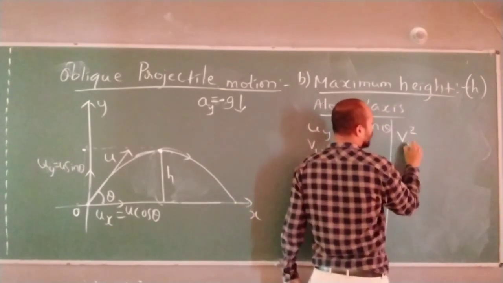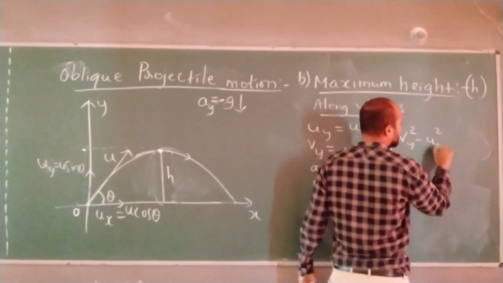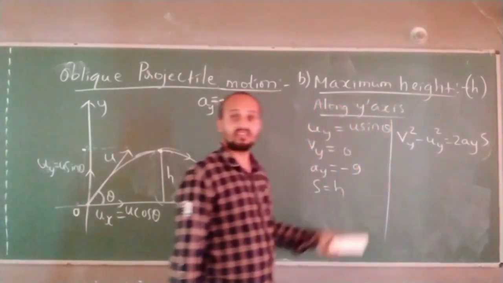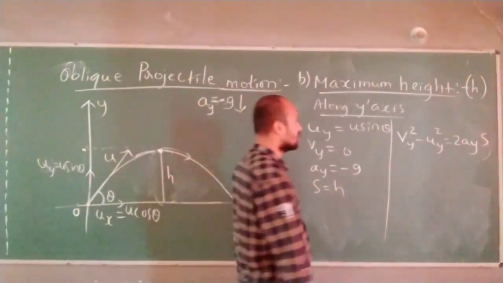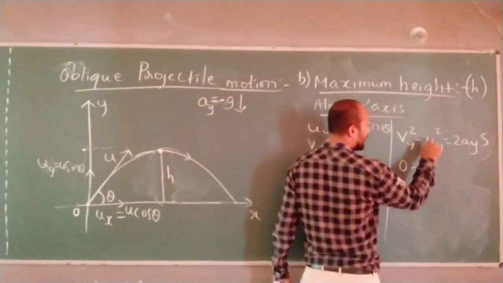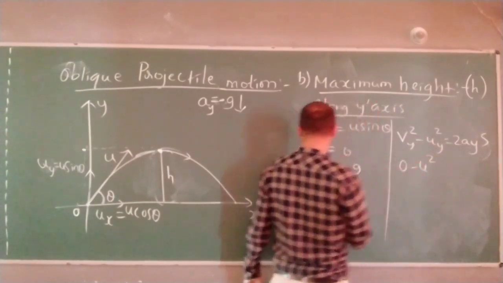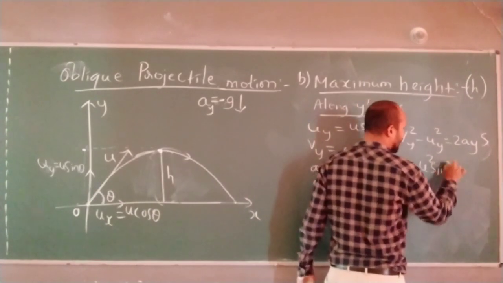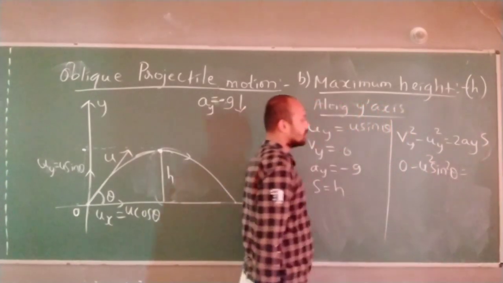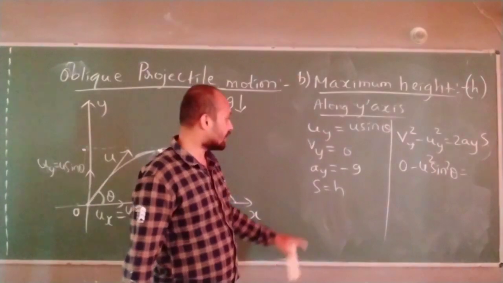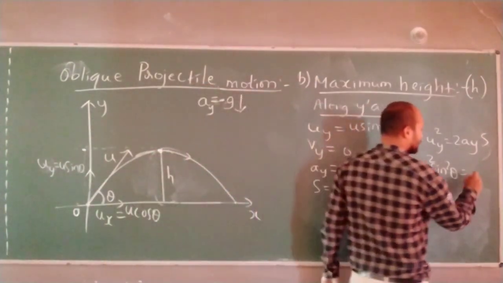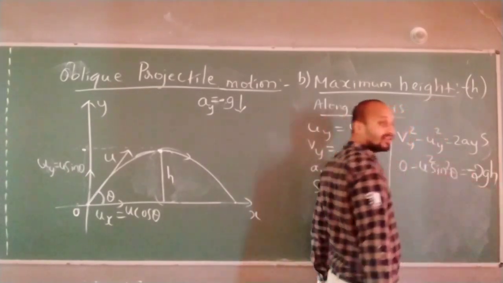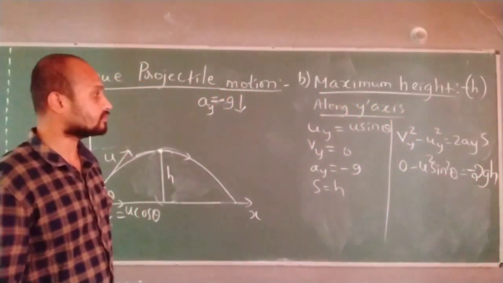So using what? v square y minus u square y is equal to 2 ay into s, along the y-axis I am taking. So what is v square y? 0 minus u square y. uy is u sin theta, so this is going to be u square sin square theta, which will be equal to 2 into ay, which is minus g, so you will get minus 2gh.